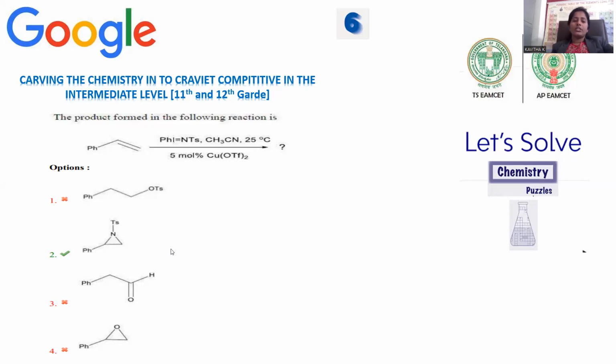In order to achieve the product, we have to go for a mechanism. If you observe the mechanism, we can accomplish the product; the expected product will be a tricyclic ring system with the nitrogen.